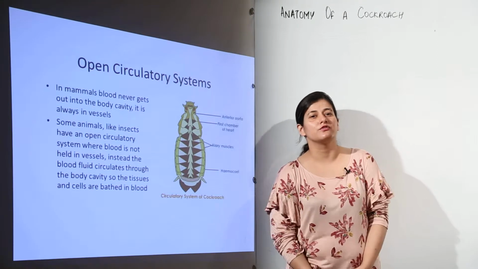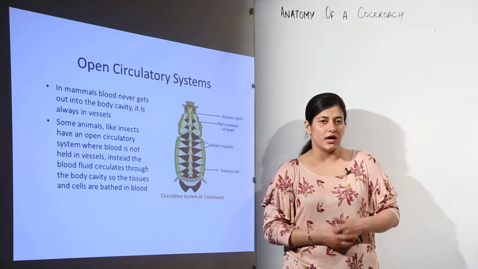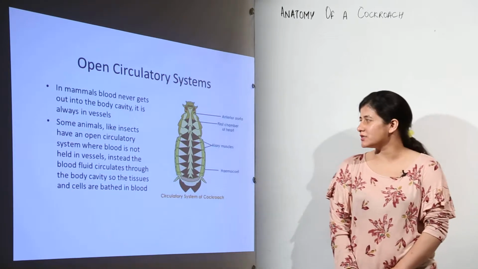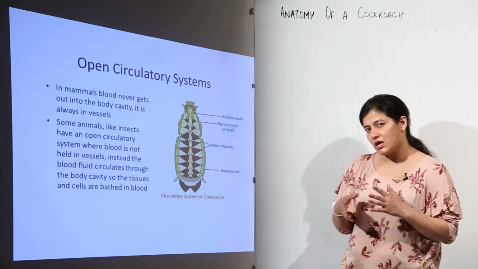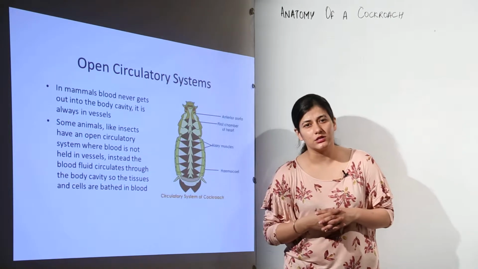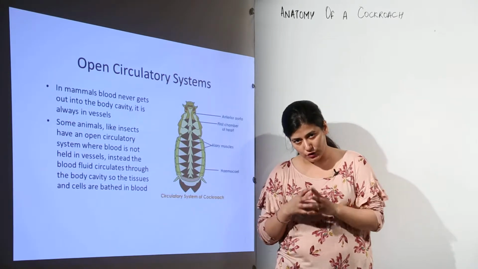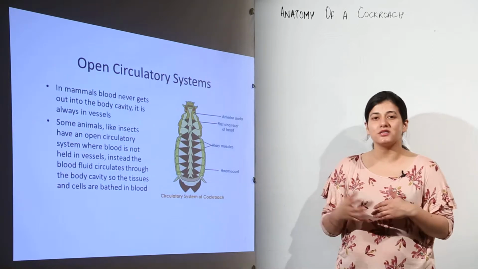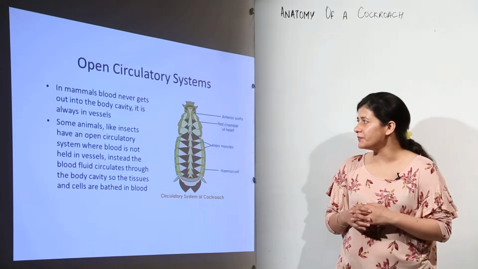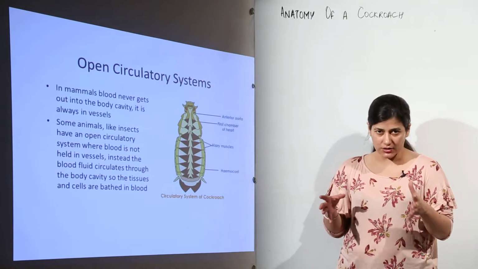Next in the systems of cockroach is the circulatory system. Before we start knowing about the circulatory system of a cockroach, we need to know what open circulatory systems are. We study open and closed circulatory systems when we study circulation in human physiology, but for now you need to know what an open circulatory system is and how it is different from the closed circulatory system. First thing is that the open circulatory system does not have blood vessels.